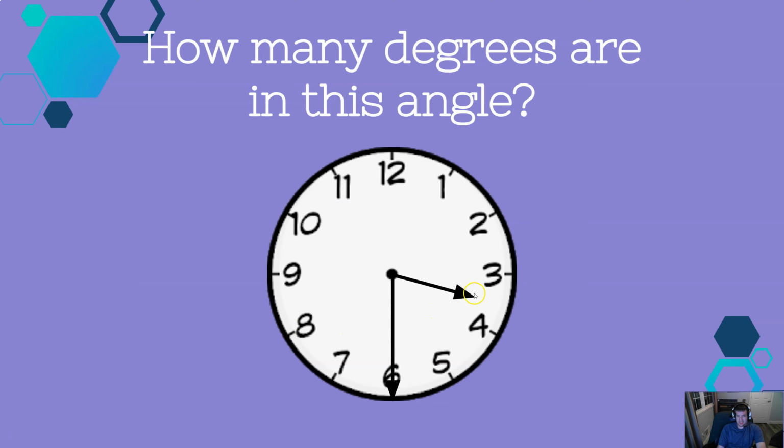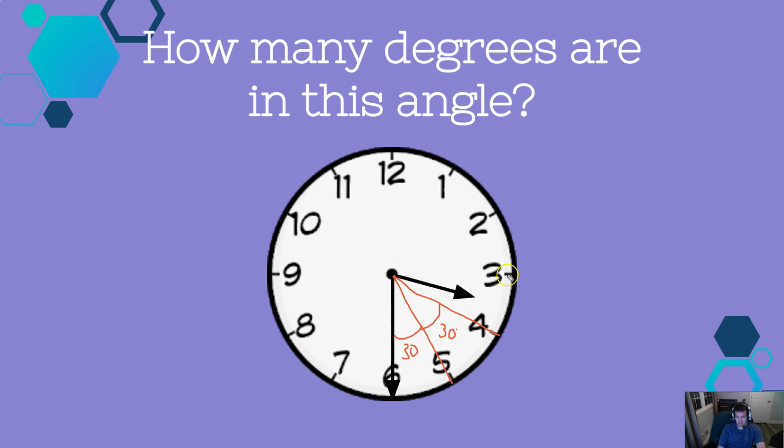What if the time was 3:30? Well, again, we know that if I'm counting from 5 to 6, that'd be 30 degrees. 4 to 5 would be 30 degrees. But this ray is not on the 3. It's halfway between the 3 and the 4.